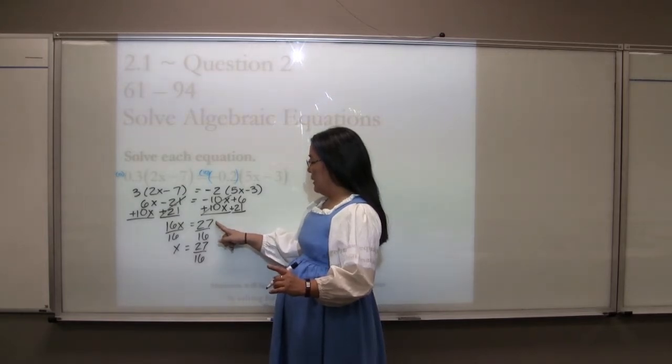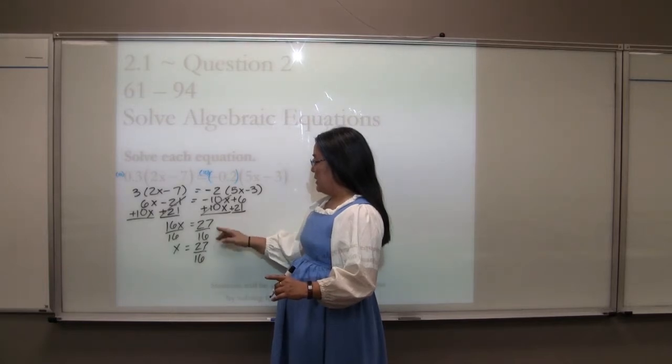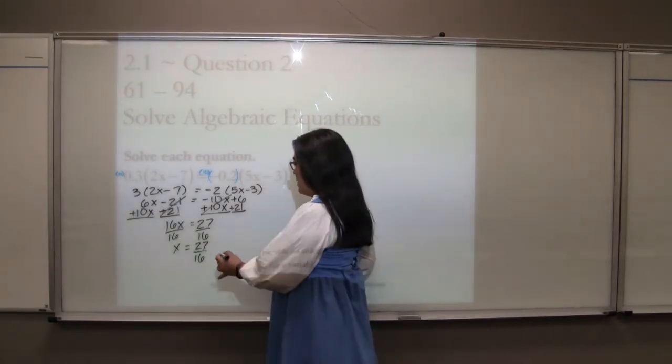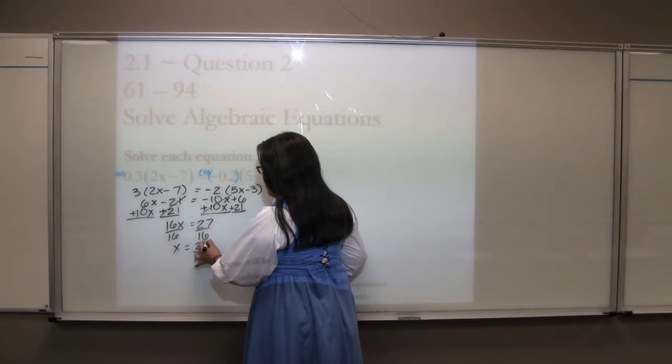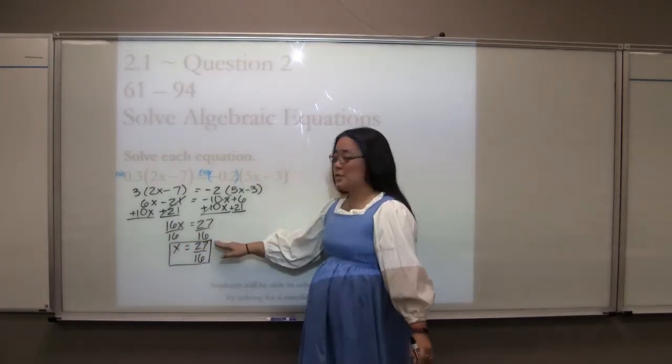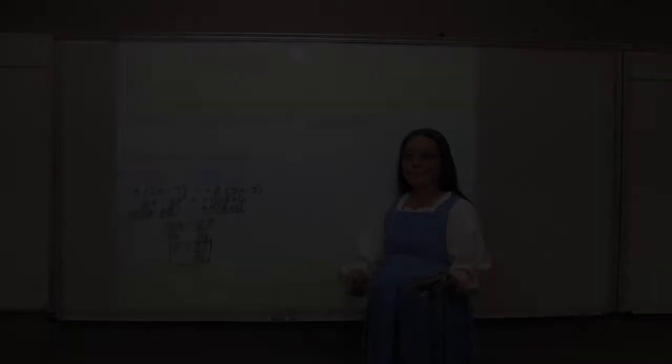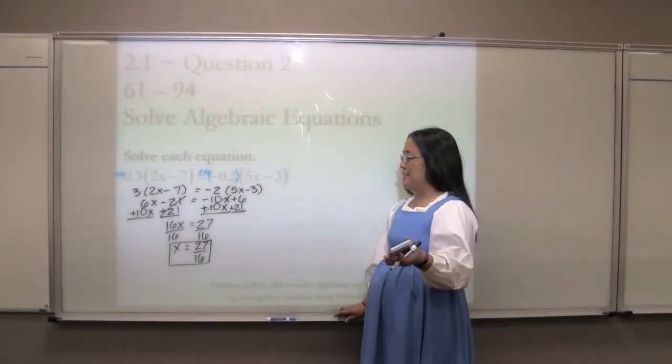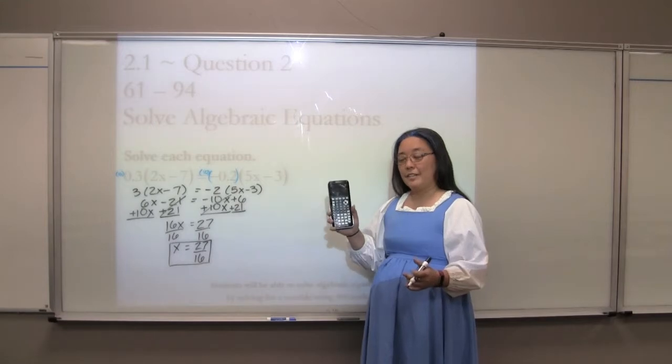27 can divide by 9, and 16 can't. 27 can divide by 27, and 16 can't. We can't reduce that, so that is our answer. I am totally okay with you having an improper fraction, which is a top-heavy fraction. Now, to check this answer, I'd like to use the calculator.